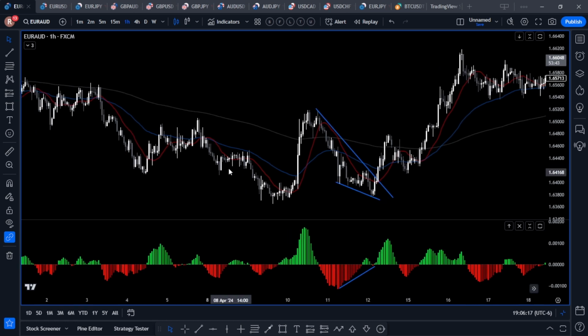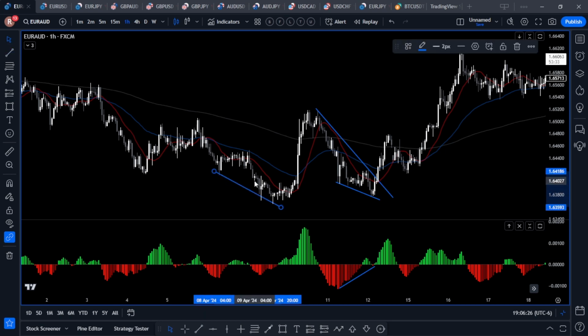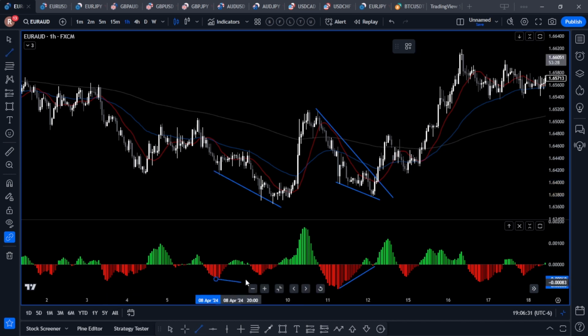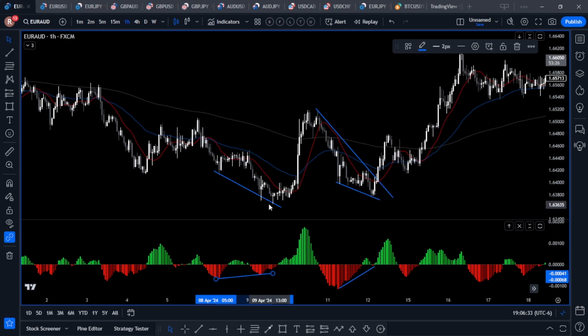Another divergence is right here. It leads up to this big move here. So again, I'm going to draw the low and connect the next low on the price, just so we can see that it is making a lower low. And then I'm going to draw the low on the MACD and connect it to those representative lows on the MACD. And we can see that the MACD is making higher lows.